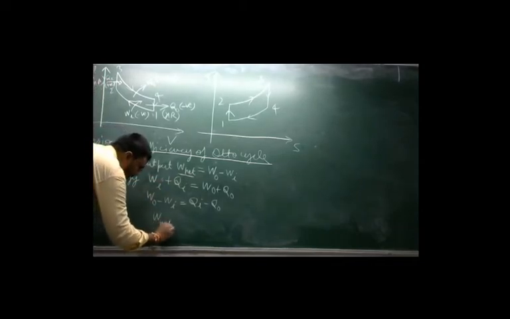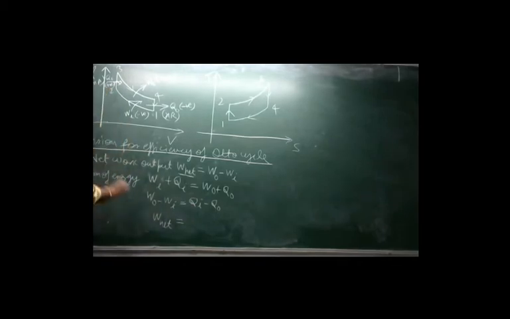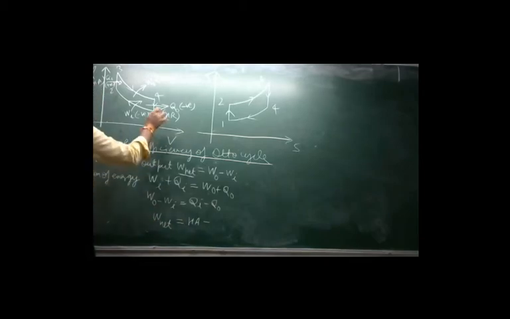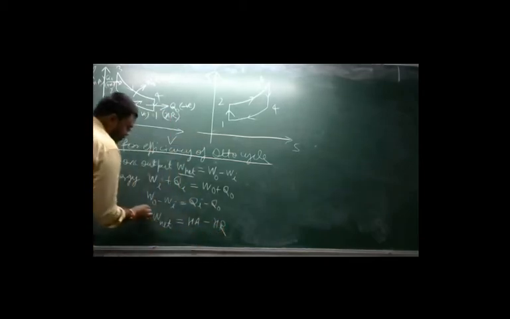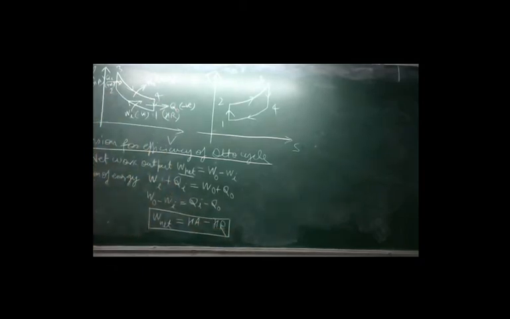So we can write here W net equal to, what is QI? QI is heat addition, HA. Minus what is QO? QO is heat rejection, HR. So this is the value of W net: heat addition minus heat rejection. Okay.